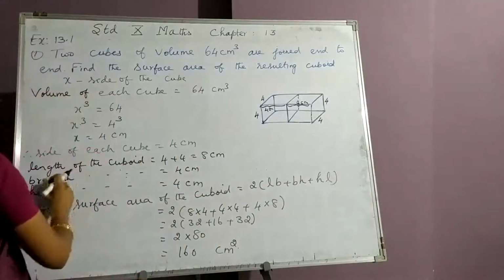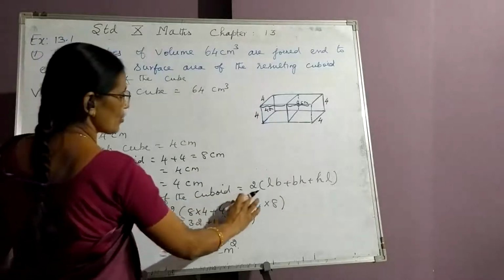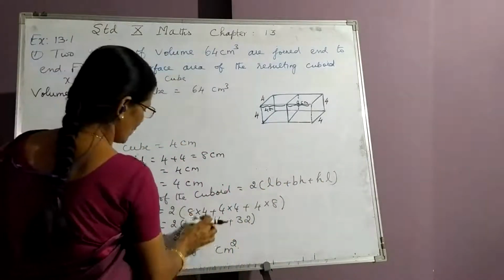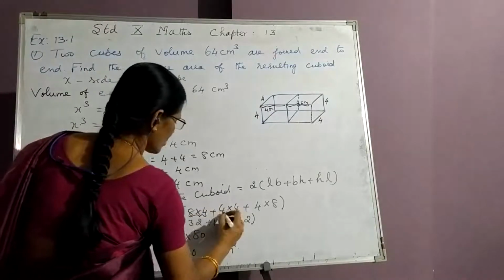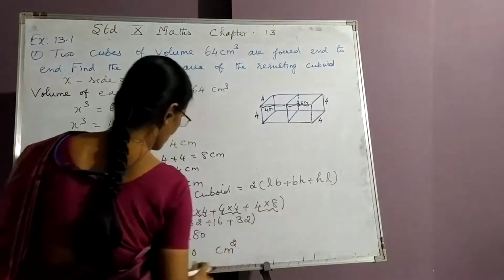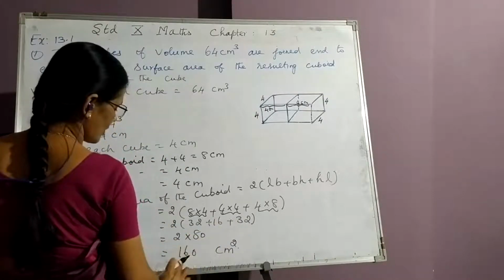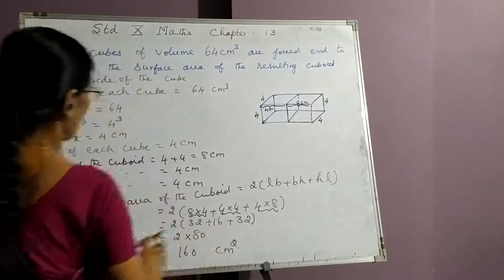So we got L, B and H of the cuboid. We have used the formula 2 into (LB plus BH plus HL). Substituting, we get here 32, here 16 and here 32. Adding, we get 80 into 2, which gives 160 centimeter square.